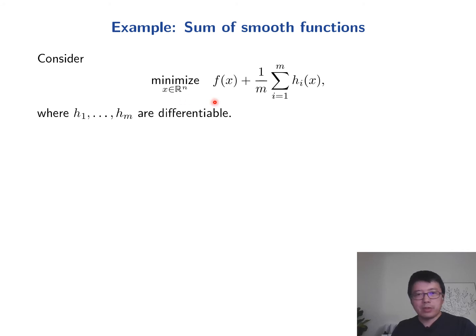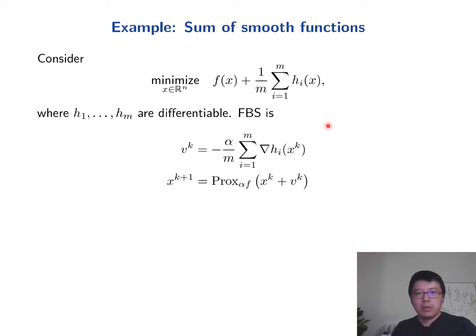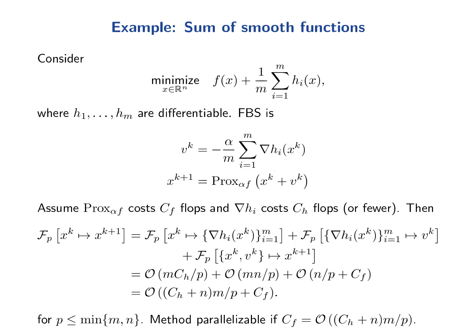Consider an optimization problem where f is CCP and there are m h_i's, where each of them is CCP and differentiable. Assume that m is relatively large. Let's try to find a parallel algorithm. Specifically, let's consider forward-backward splitting iteration, where we first compute the gradient of the differentiable part and then take the proximal step over f. Assume prox_f costs c_f flops and the gradient of each h_i costs c_h flops.